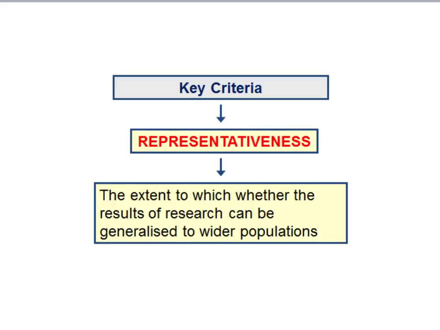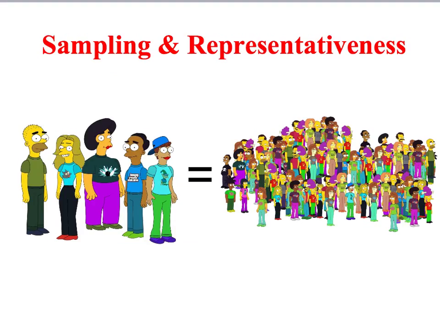And the third key factor that we use to evaluate the objectivity and quality of social research is representativeness. And this refers to the extent to which the results of our research can be generalised to wider populations. So in sociological research, representativeness refers to whether the group being studied, represented by these individuals, is typical of the larger group to which the sociologist thinks that they belong.